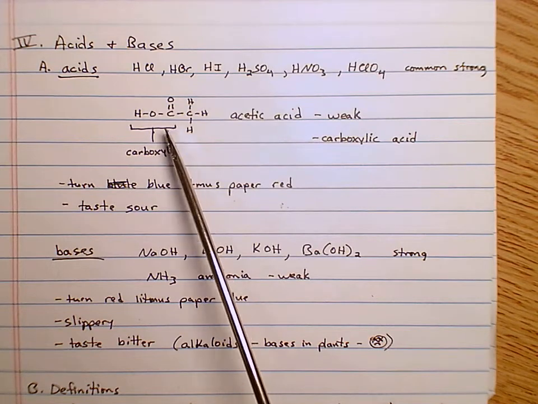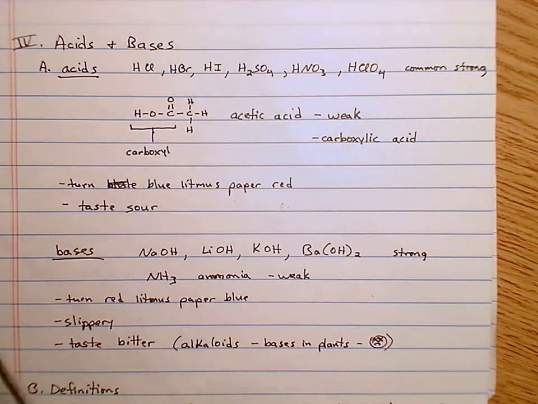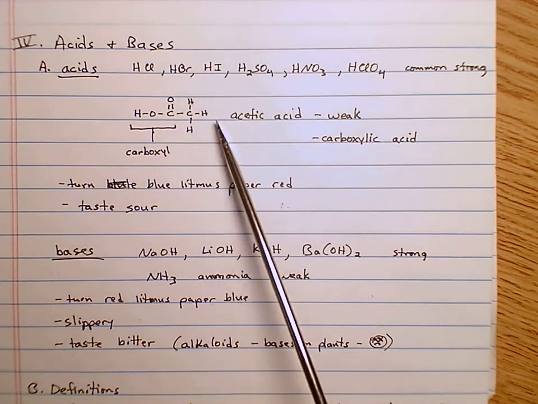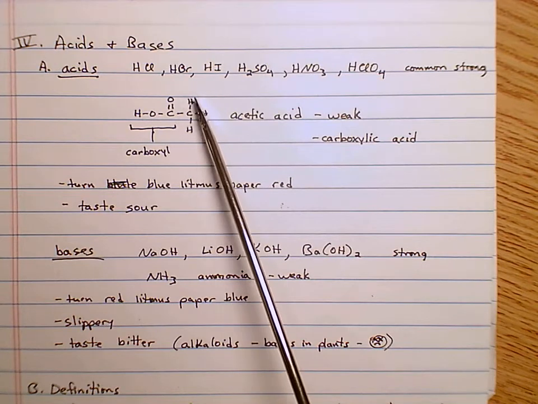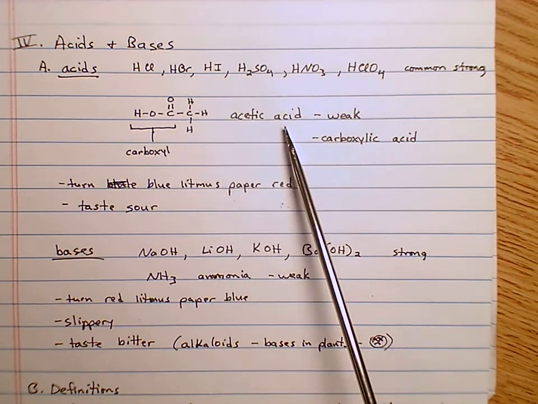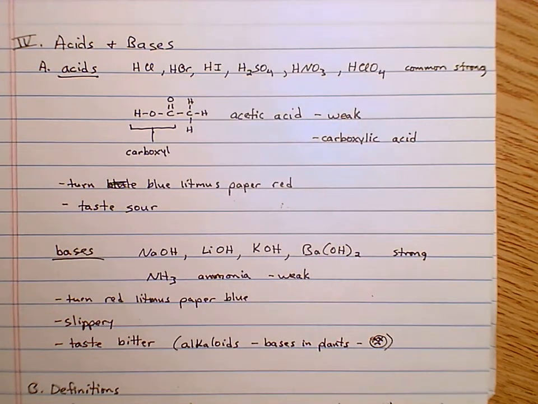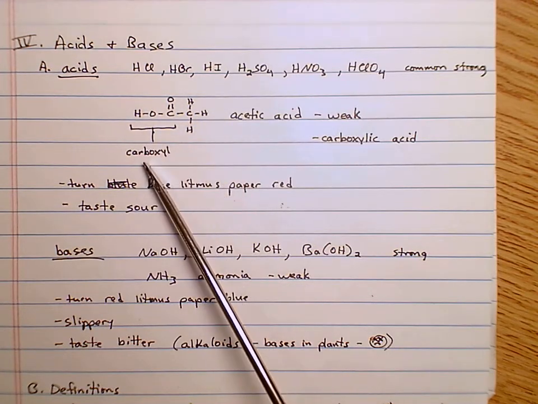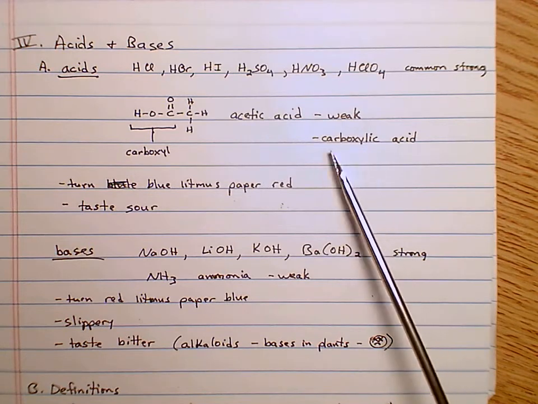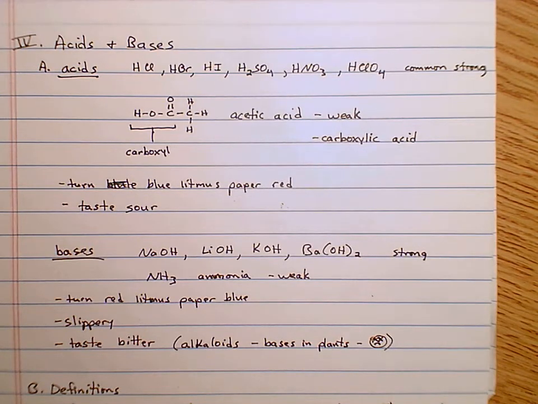And this carboxyl group is very common in weak acids. Whatever is attached to that carboxyl group changes what the acid is. Here, if there's a CH3 bonded to it, that's acetic acid. It's a weak acid. And this is an acid because it's got the carboxyl group on it, we call it a carboxylic acid.